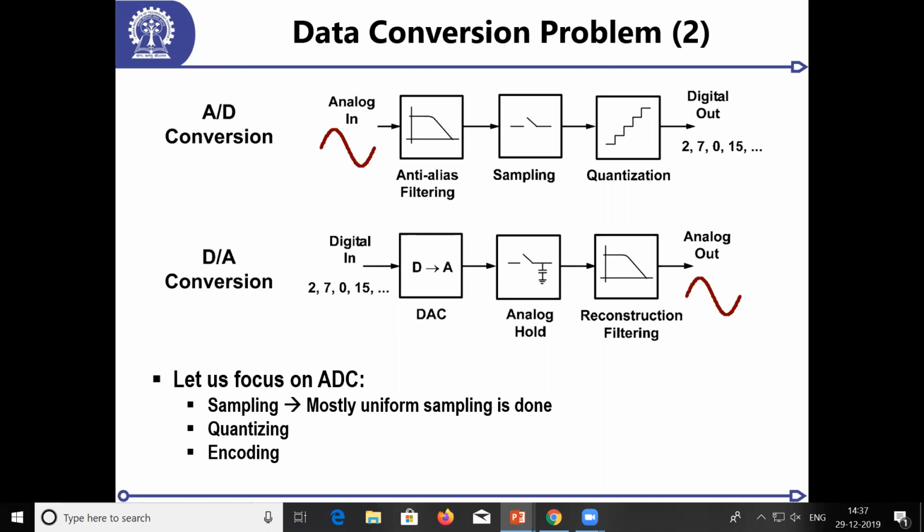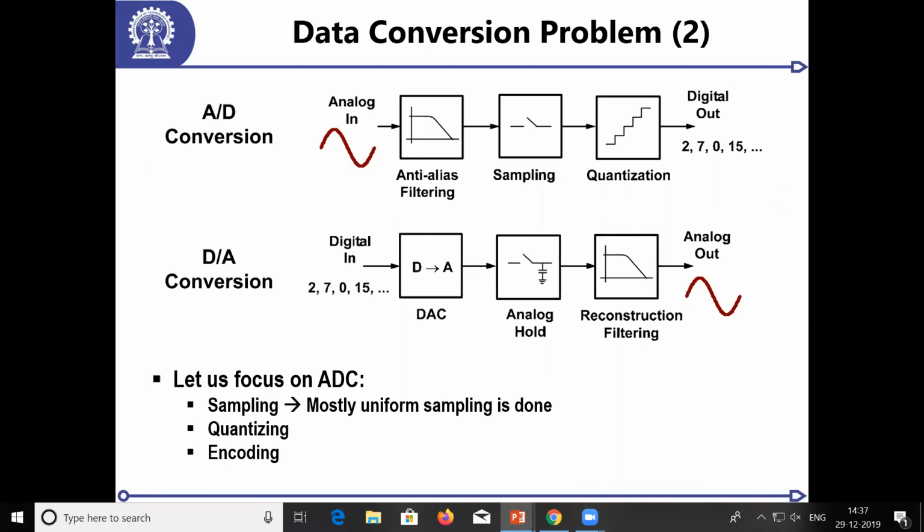So sampling is the first step. It's a 3-step process: sampling, quantizing, and something called encoding. People mostly go for uniform sampling, but if you are clever enough, you can also go for non-uniform sampling. Non-uniform sampling needs special kinds of signal processing techniques, which is beyond the scope of the undergraduate curriculum. So mostly we focus on uniform sampling at the undergraduate level and also at the master's level. Probably in research you can go into non-uniform sampling because it's mathematically a little bit complicated.